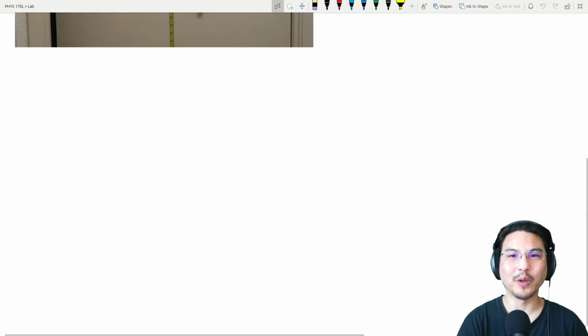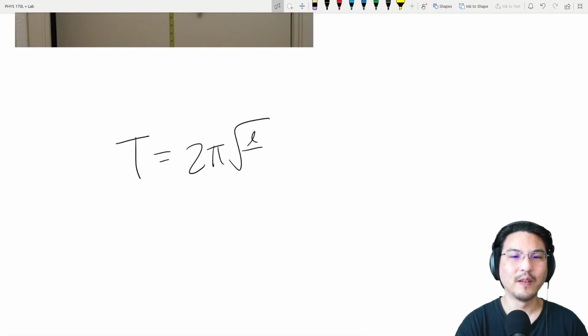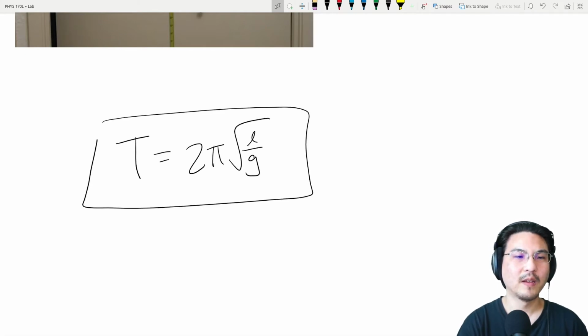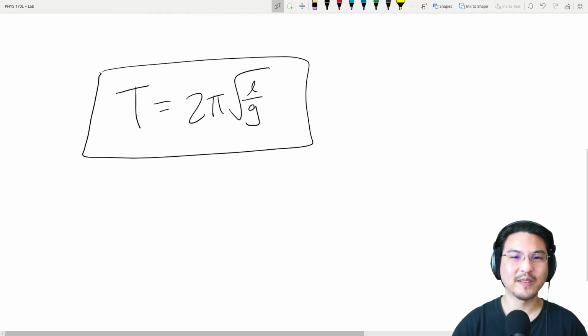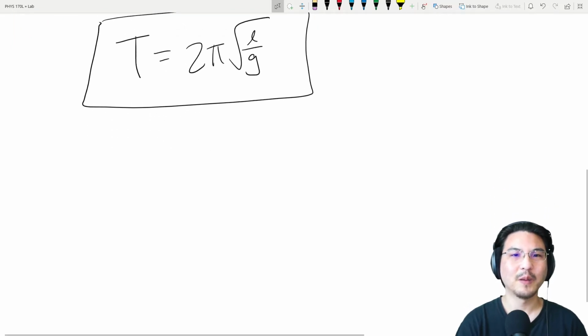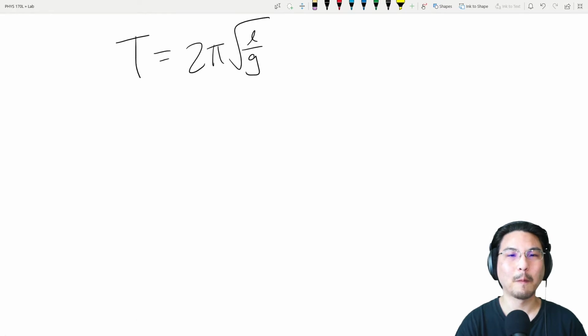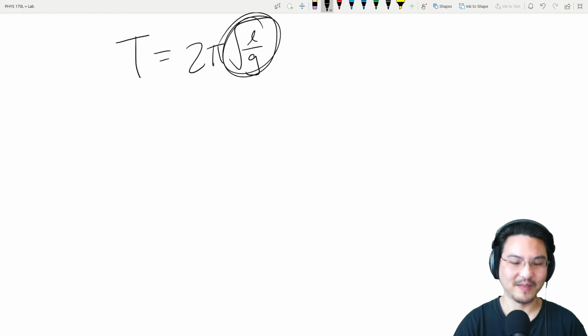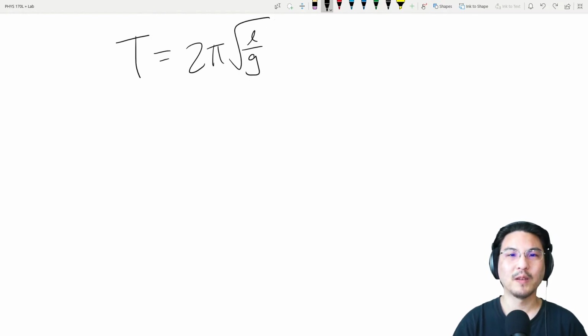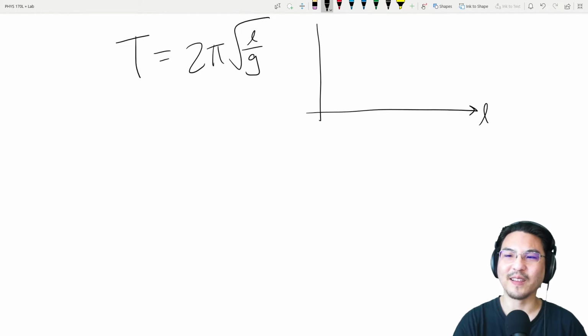And that aligns with our hypothesis that we expected the period to behave like this. So not a function of mass, not a function of angle, but it is a function of the length. Although not in a linear fashion. See how there's a square root? So we're thinking that the data for different lengths, the period's going to look something like this.